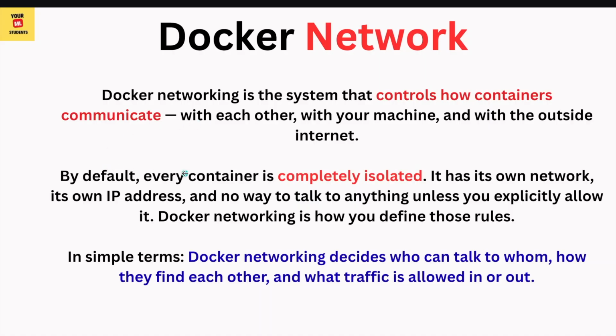By default every container is completely isolated, as I have already discussed. It has its own network, its own IP address, and no way to talk to anything unless you explicitly allow it. Docker networking is how you define those rules, how they will communicate, and all you decide through the Docker network. In simple terms, Docker networking decides who can talk to whom, how they find each other, and what traffic is allowed, in or out.